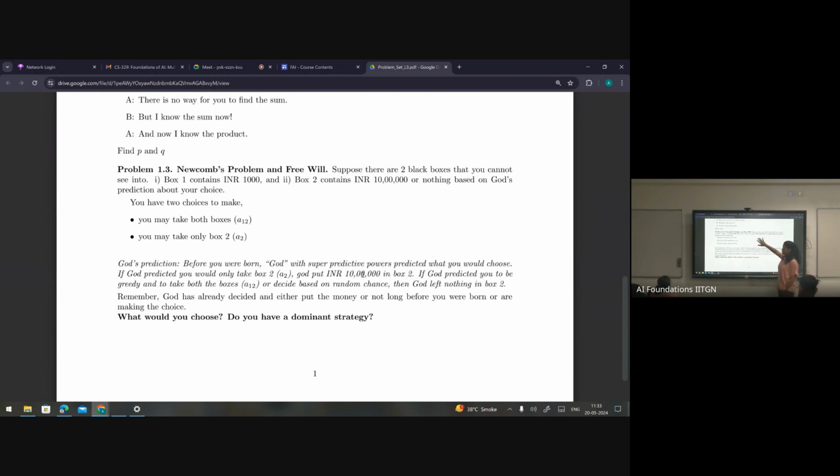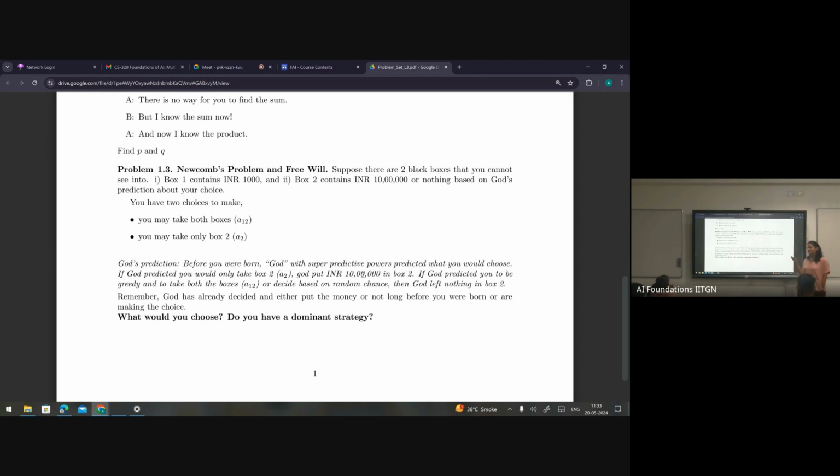But then there are two choices that this agent has. The agent can either take both the boxes, 1,000 and possibly 10 lakhs, that is strategy A1, or could only take the second box. Now let's see what God has done before. Long before that particular person was born, God was very super predictive. It's a deterministic world, you know. He has already predicted everything that you're going to do. Will you take both the boxes or will you take one?